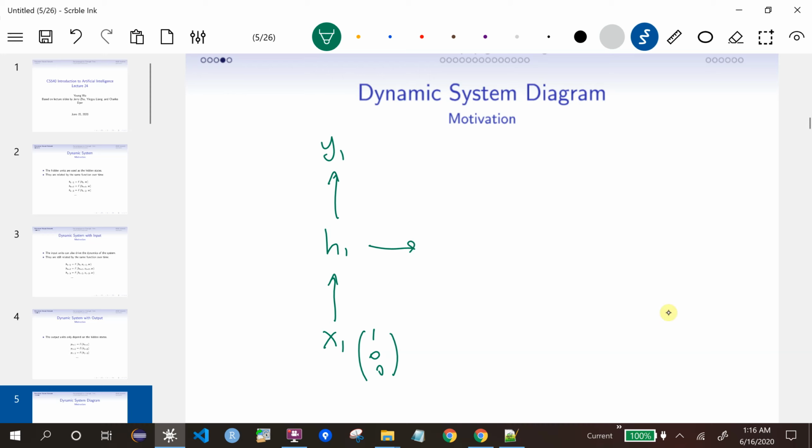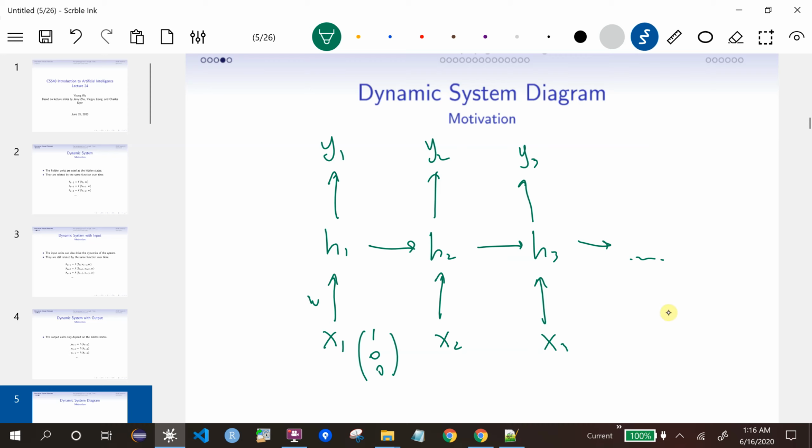This hidden state will also be used to generate the next hidden state. The next hidden state is influenced by the current hidden state and the next input, and again, it generates an output. So 3 and x3, y3, and so on. It can have arbitrary length, and we're just going to use the same weights.